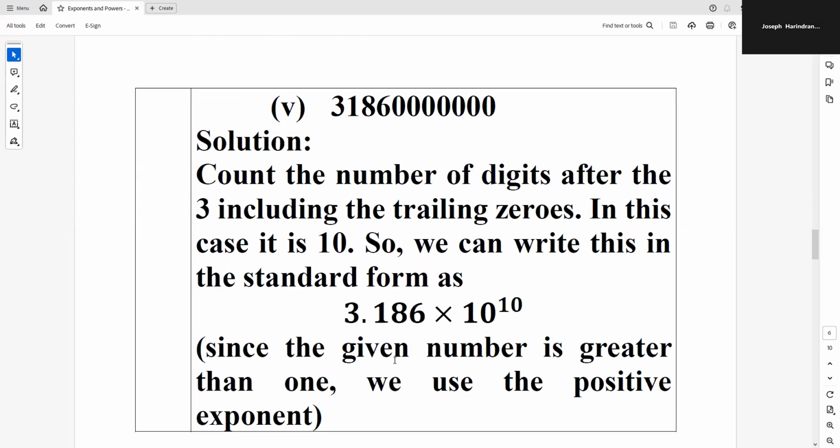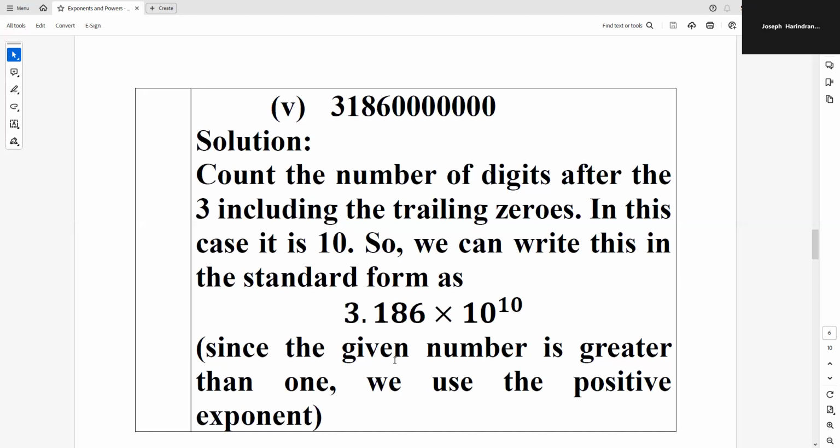The fifth subdivision is a very large number. You see the number of zeros there. Count the number of digits after 3. Only the first, or rather the most significant digit is 3 there. And the least significant digit on the other side, the right hand side, is 0. So the most significant digit we take is 3.